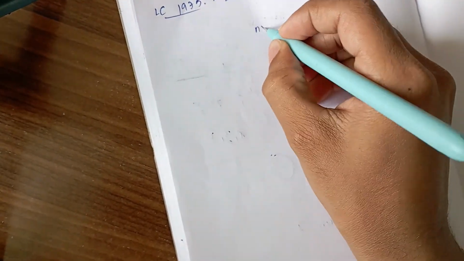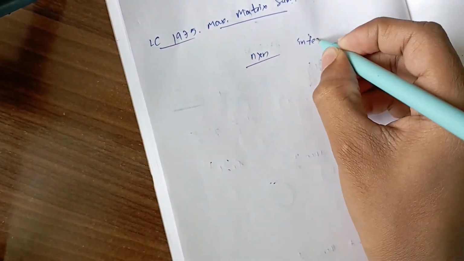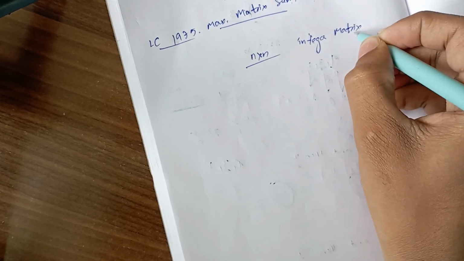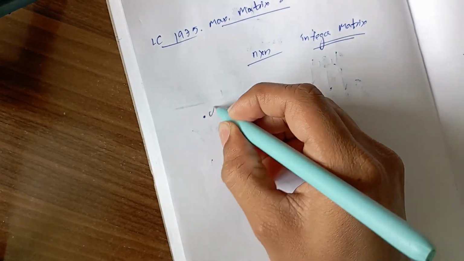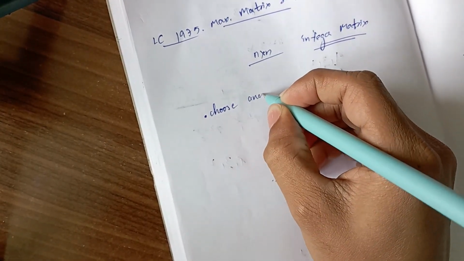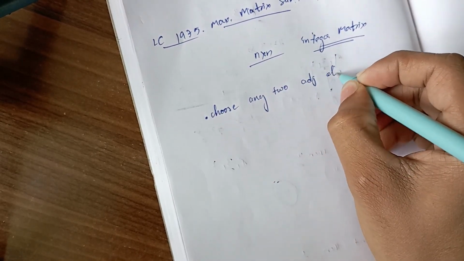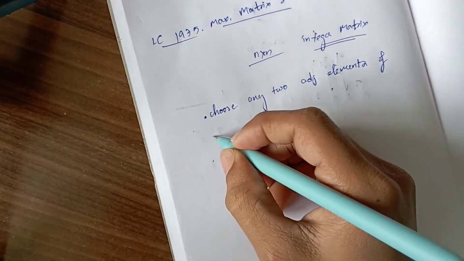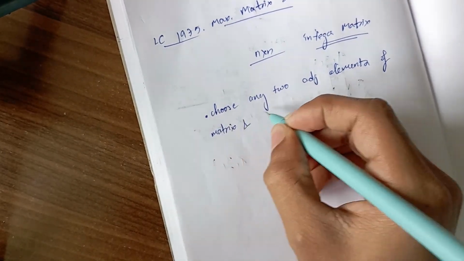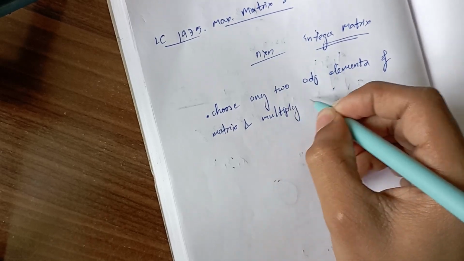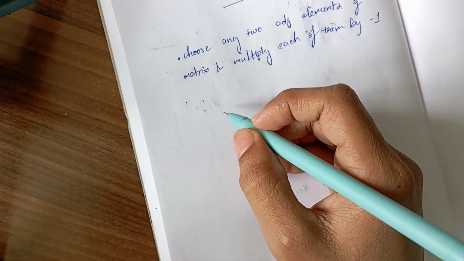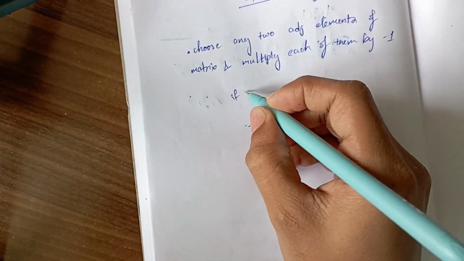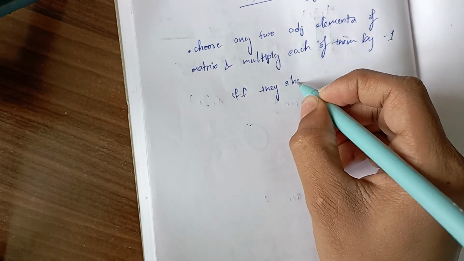Here we are given an n by n integer matrix and we can do an operation any number of times. The operation is to choose any two adjacent elements of the matrix and multiply each of them by -1. Here, two elements are considered adjacent if and only if they share a border.